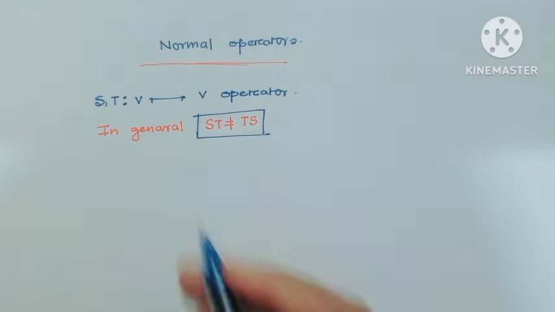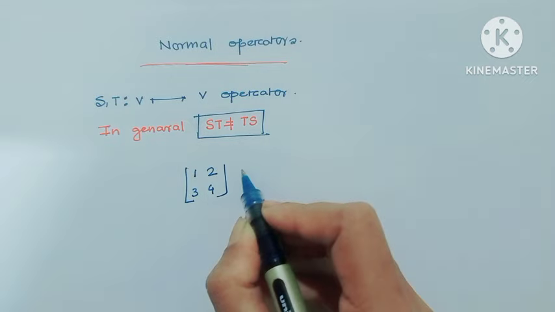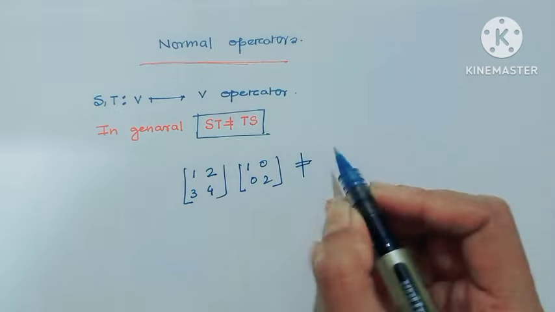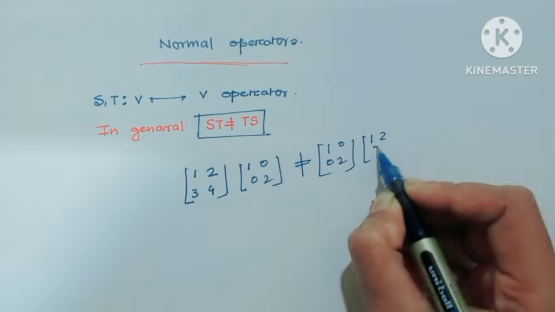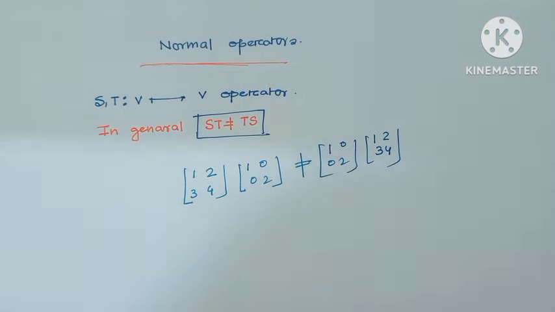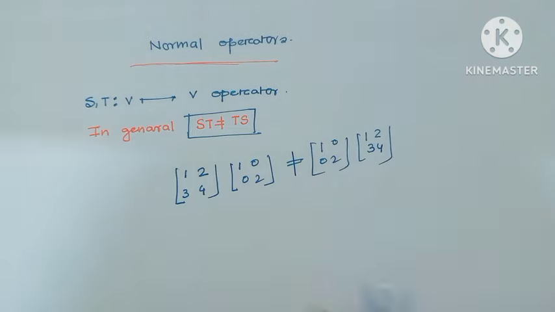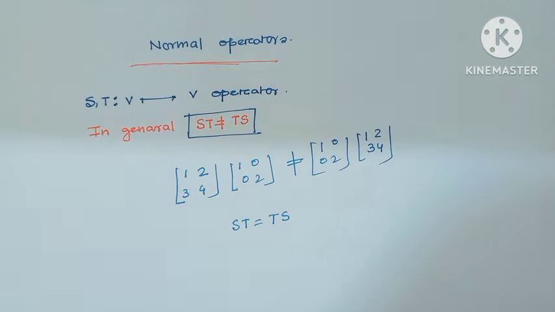If we consider the matrix 1, 2, 3, 4 and the matrix 1, 0, 0, 2, then the product in one order is not equal to the product in the other order. S and T commute when ST equals TS. The identity operator is the only operator that commutes with all operators.